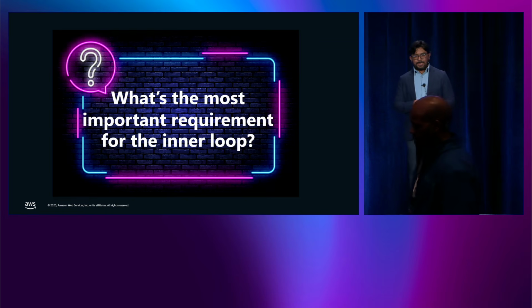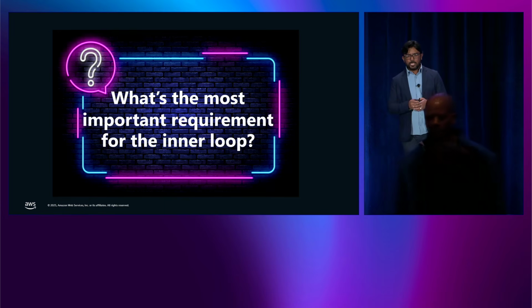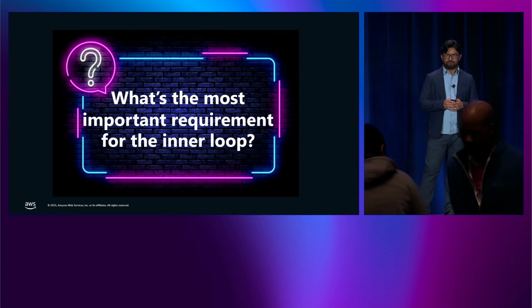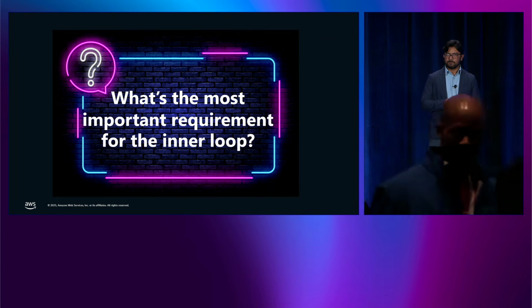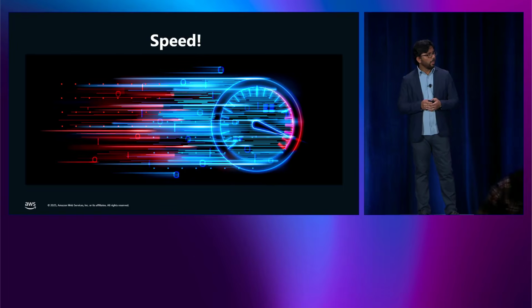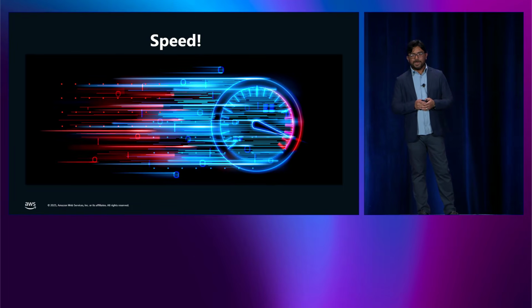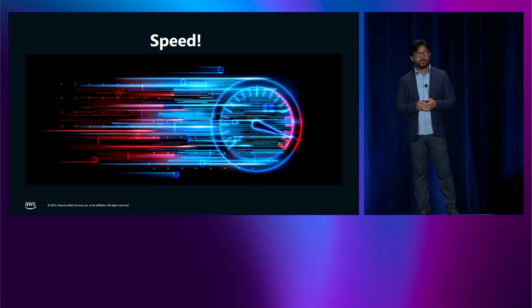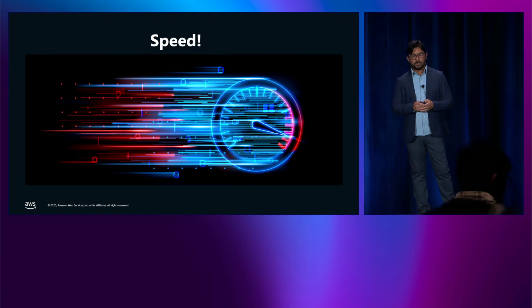So let me ask you this. What do you think is the most important requirement for the inner loop? Venture a guess? It is speed. Developers need fast feedback cycles to maintain flow and productivity. When the inner loop slows down, developer productivity plummets.